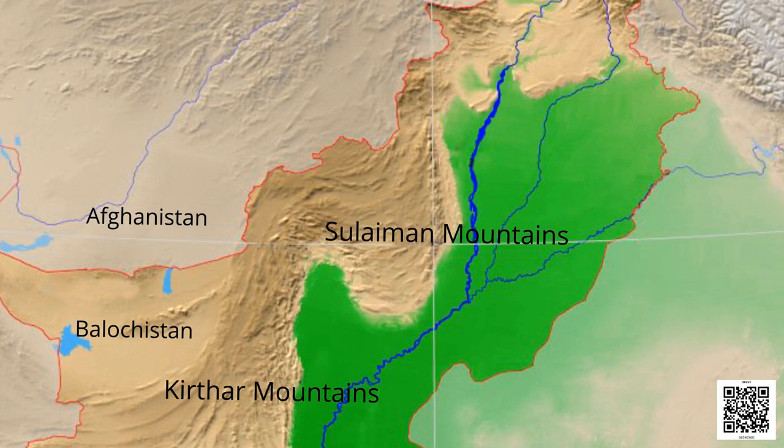Some of the areas where women and men first began to grow crops such as wheat and barley about 8,000 years ago are located here. People also began rearing animals like sheep, goat and cattle and lived in villages.